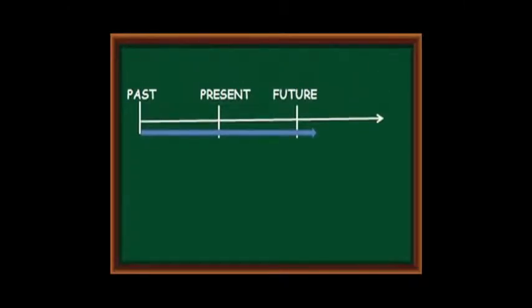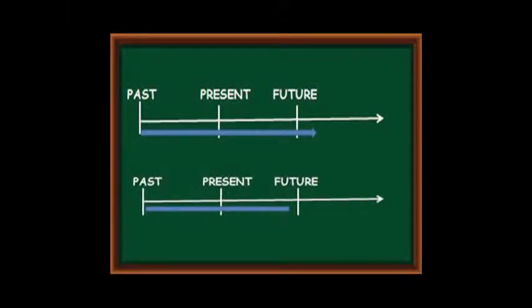So this is the timeline. Timeline 1 shows that the action was already happening at some point in the past but not yet completed, and still happening in the present and will continue up to the future but not knowing when it will be completed. And timeline 2 shows that the action was already happening at some point in the past and completed in the present because of the adverb of time.